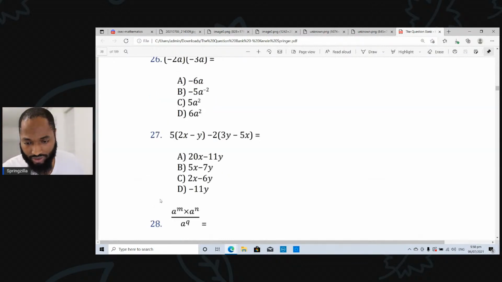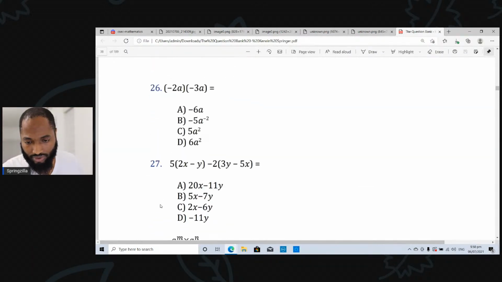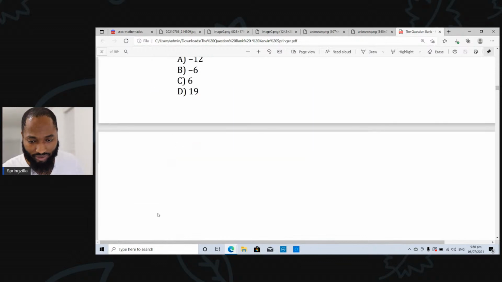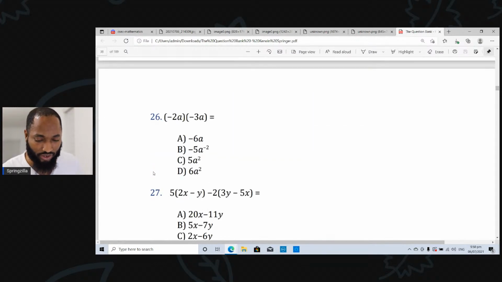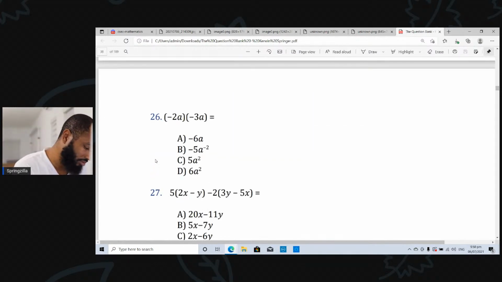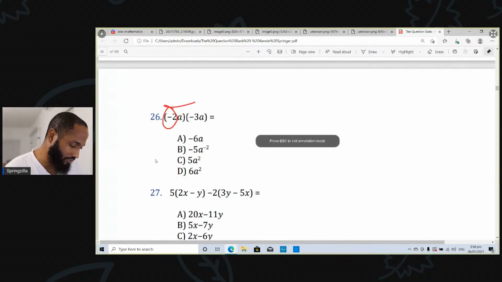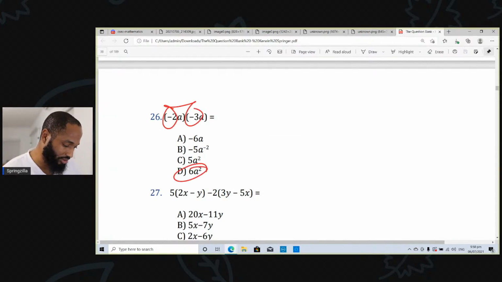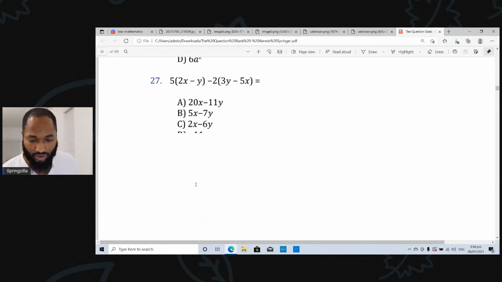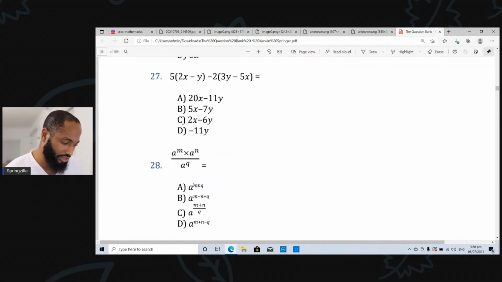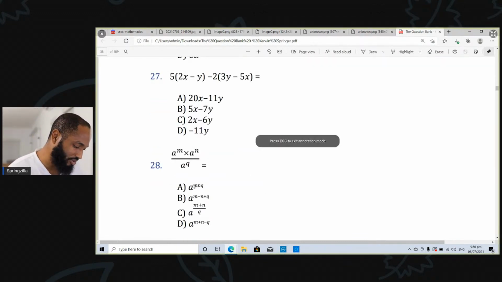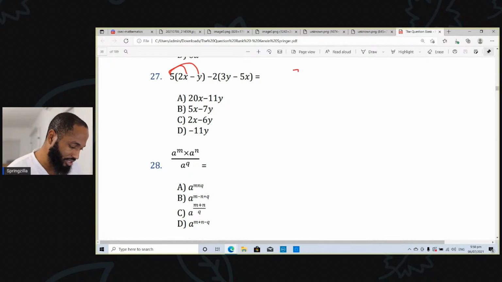Now I've covered all of algebra. I've finished all of algebra. This is -2 by -3. This is 6a squared. 5 by that. This is expansion. I feel like I don't need to do these. These are just too easy. 10x.